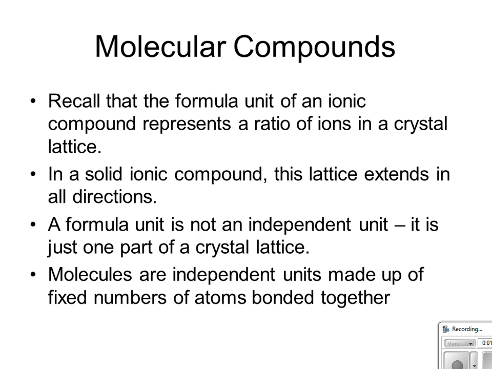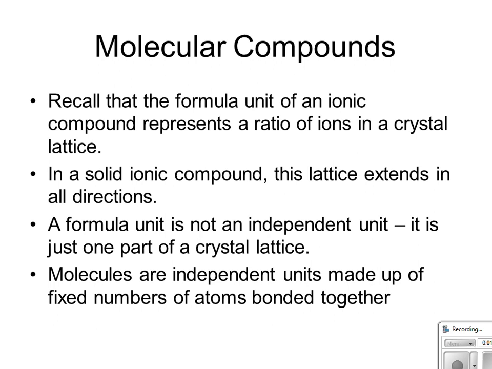Now in a solid ionic compound, this lattice extends in all directions, so it can build out any way it wants, really, kind of like a snowflake from the center. Now, a formula unit is not just an independent unit, it's just one part of a crystal lattice. And molecules are independent units made up of fixed numbers of atoms bonded together. So with ionic compounds, if we're talking about NaCl or table salt, you can have a giant piece of table salt or a small piece of table salt, but it's always a 1-to-1 ratio where you have one sodium to one chlorine, and they just keep building off each other.